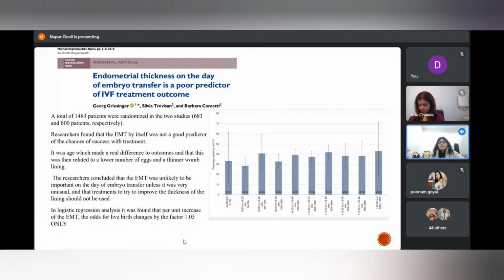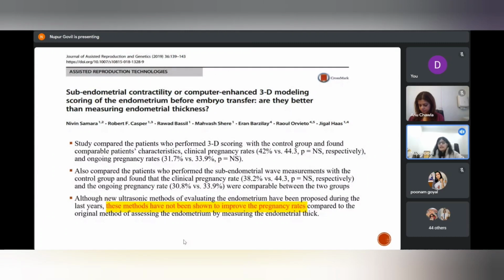This was their conclusion. In another study, they compared 3D ultrasound of the endometrial waves to the endometrial thickness, and they found that endometrial thickness is better, and that using 3D ultrasound or subendometrial contractility does not improve the pregnancy rates in the patient.